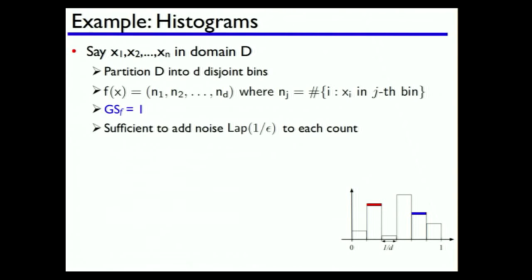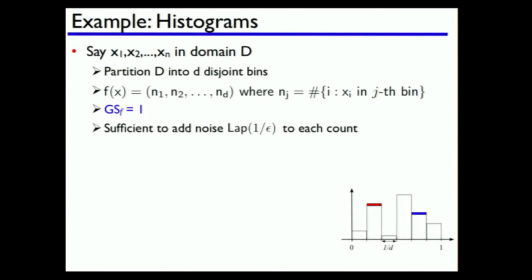Then I could consider the following function, which counts how many data points live in each of the bins. Now, if I add or remove one person from the data set, then at most one of these numbers changes. And so the global sensitivity of this function is 1, independent of the dimensionality. So it's sufficient to add noise on the order of 1 over epsilon, essentially a constant, to each of these counts, and you get something differentially private, again regardless of the dimensionality. So you get something that scales very nicely to very high dimensional outputs.